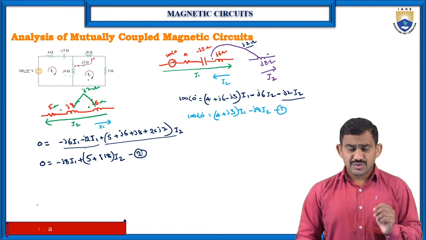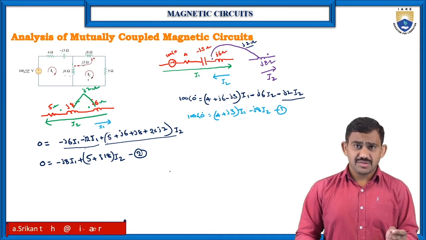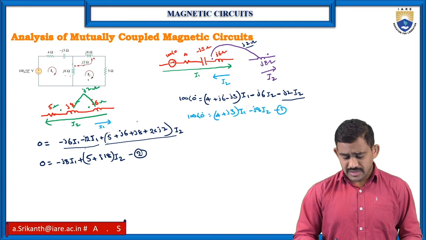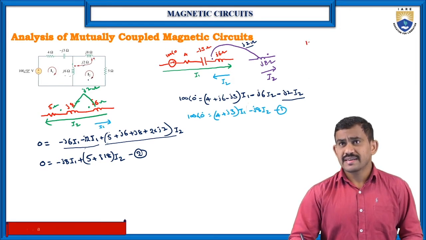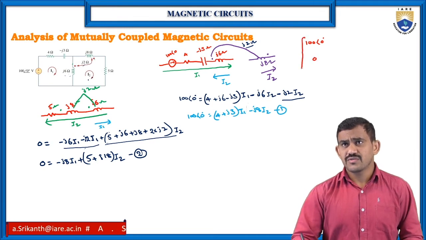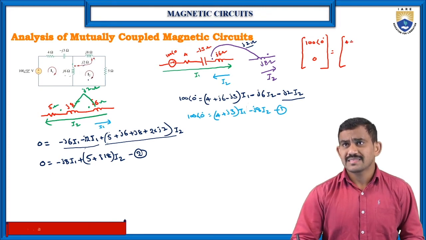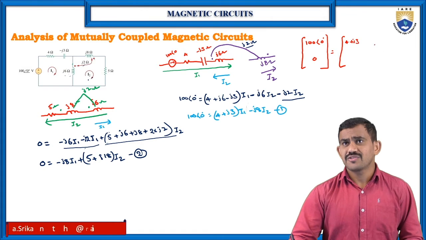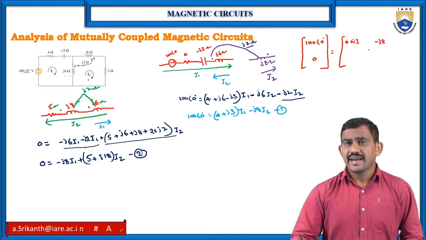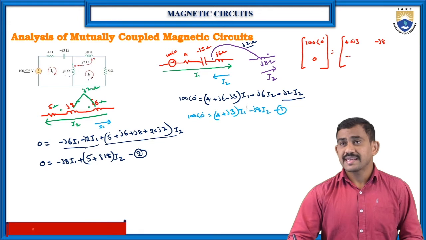For Cramer's rule, we need to write the circuit equations in matrix form. So your equation: we have 100 angle 0 and 0, equal to the matrix times your I1 and I2 values. Here the I1 value from the equation is 4 plus J3, and the I2 value is minus J8. Coming to loop 2, the I1 value is minus J8 and the I2 value is 5 plus J18.